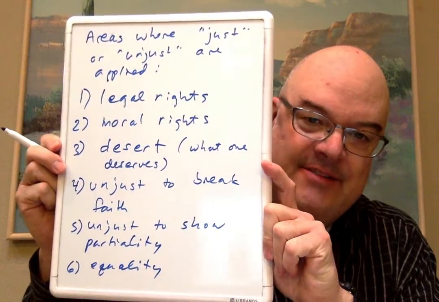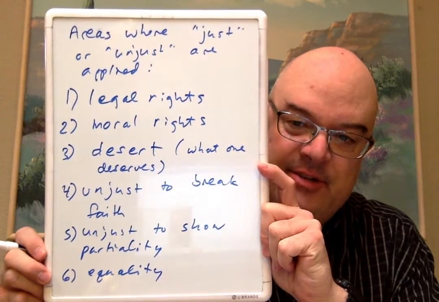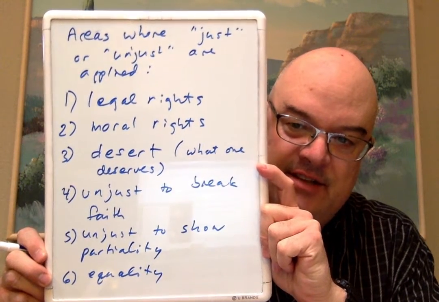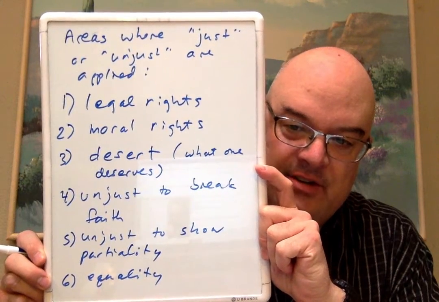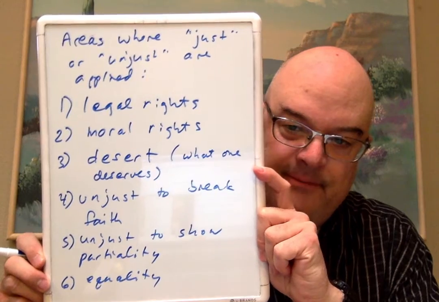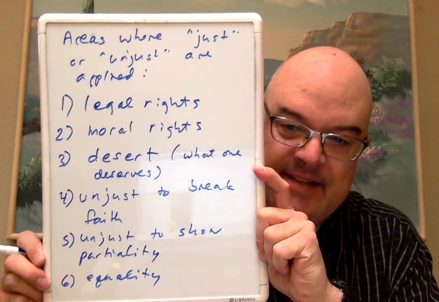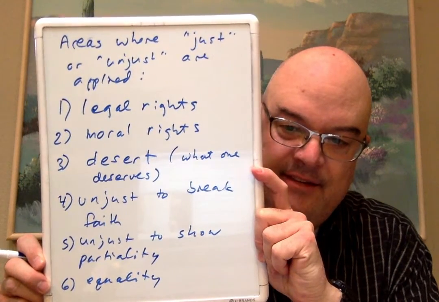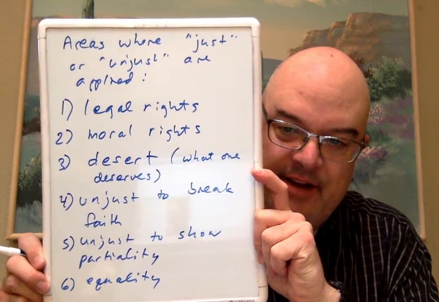And then finally, justice and injustice are applied, of course, in areas where we're discussing equality. In the eyes of many persons, Mill says, equality constitutes the essence of justice. So here we have areas in which the concepts of just and unjust are often applied in the area of legal rights, in the area of moral rights, in the area of desert, when we're talking about someone getting what they deserve. In the sense that it's believed unjust to break faith, and that it's unjust to show partiality, and then also in the area of equality.